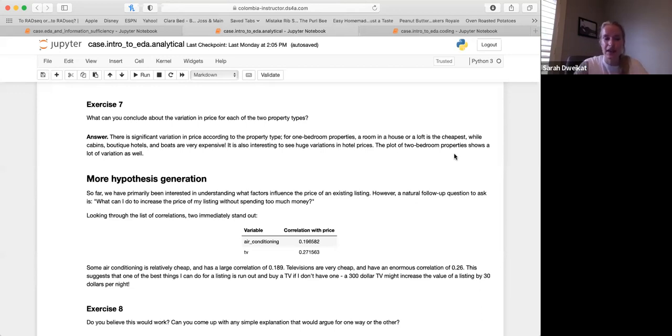So what do we think? Do you believe that this would work, for someone to add air conditioning or a TV based off of the correlations with price? Would it be worthwhile, do you think, for someone to buy a $300 TV to increase their listing? Would that be a conclusion that you should make based off of this?